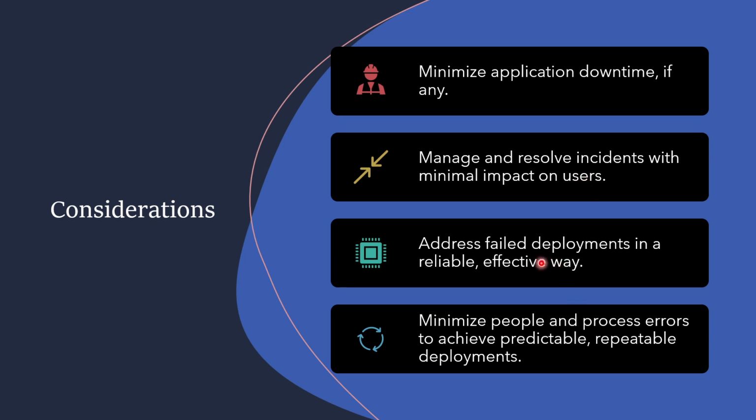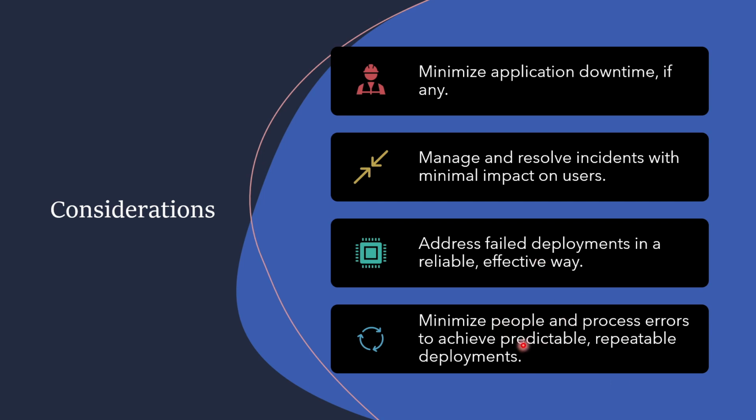Address failed deployments in a reliable way. This is quite a common scenario if you're working in a company. You often see that deployments fail in production. So what are your rollback strategies to roll back to the previous version, or how are you going to overcome that in an effective way so that it's not going to impact your end users?